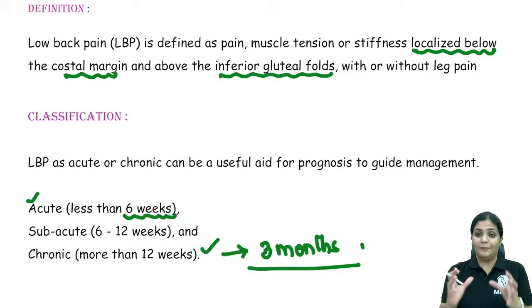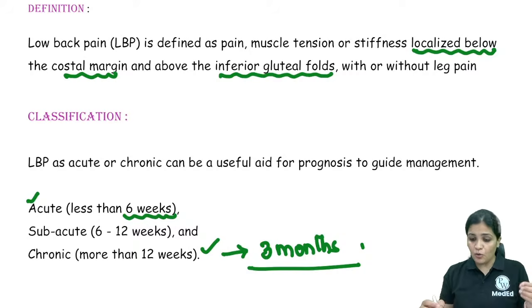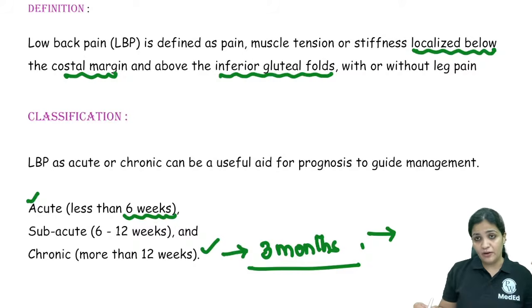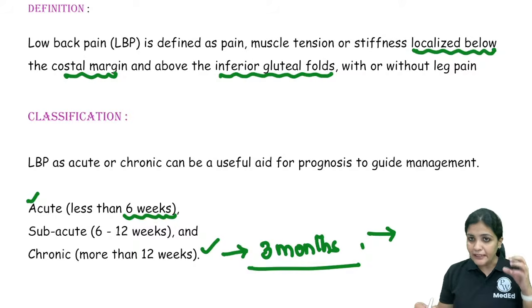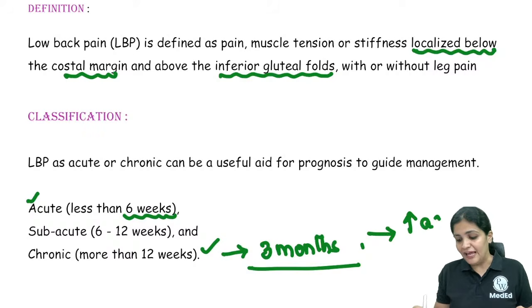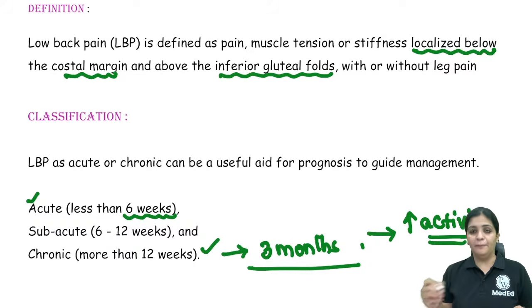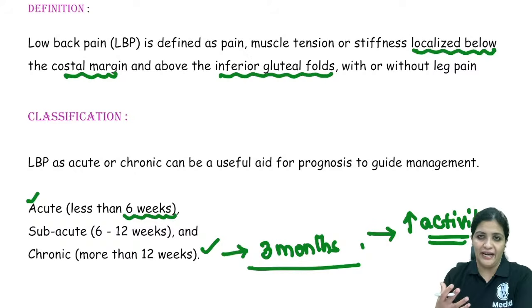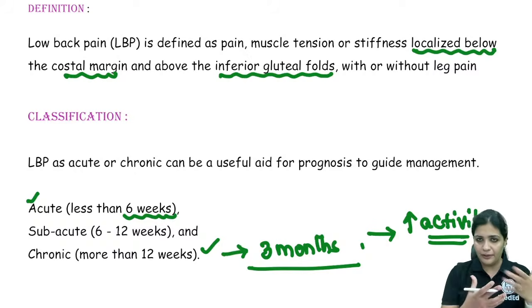That means the pathology has set in, and this chronic pain could be an intermittent pain. They will not have a continuous pain. It could be intermittent, and sometimes it increases only with activity. If the patient has pain, then they take rest, and again with any increase of activity, the pain returns.